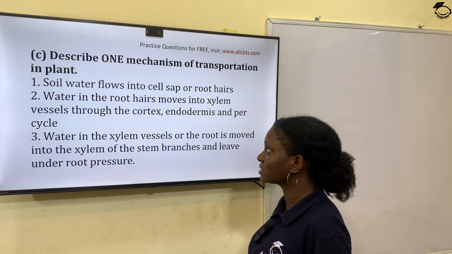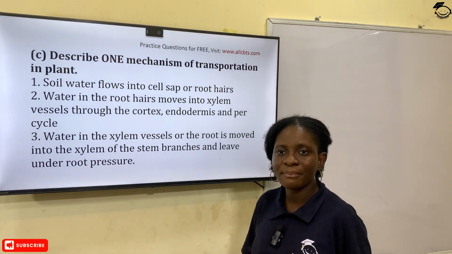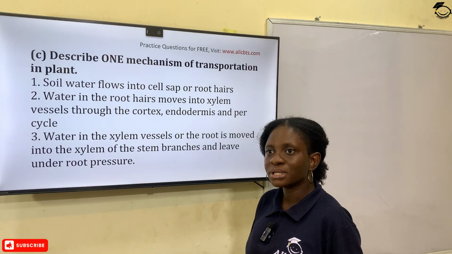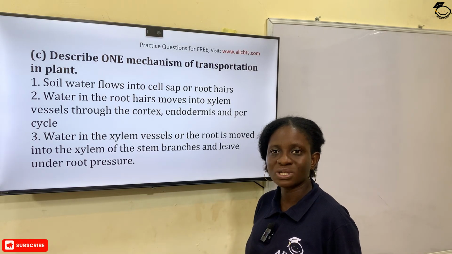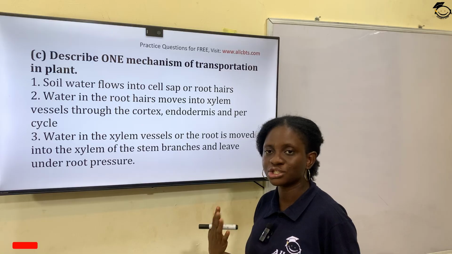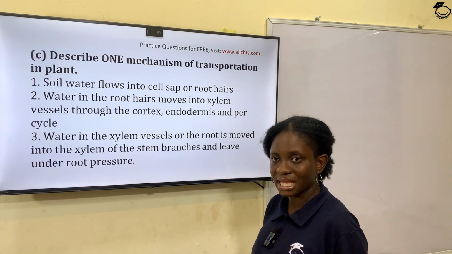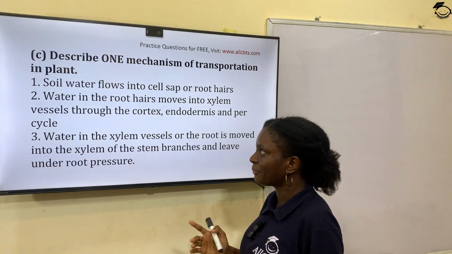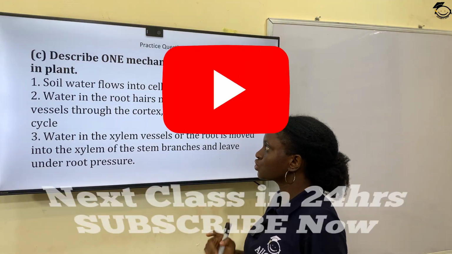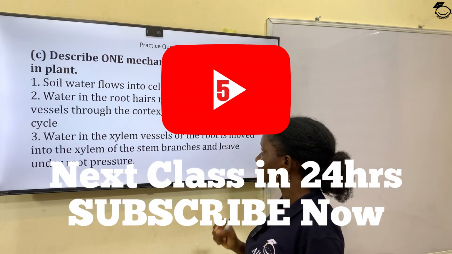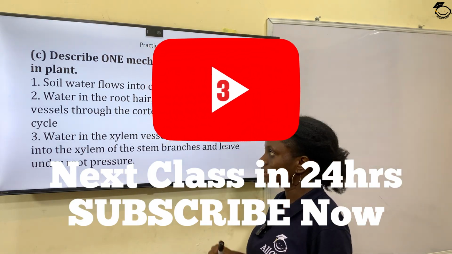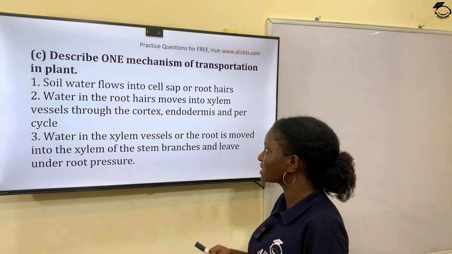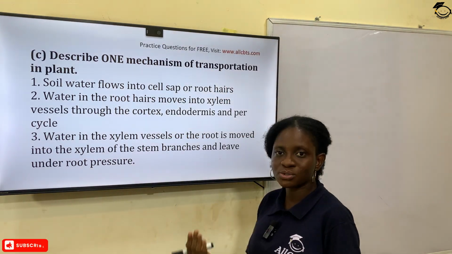The next question, describe one mechanism of transportation in plants. What is the mechanism of transporting, e.g. water or food in plants? So we'll be looking at transporting water. The first one, soil water flows into root hairs. Then the water in the root hairs moves into xylem.